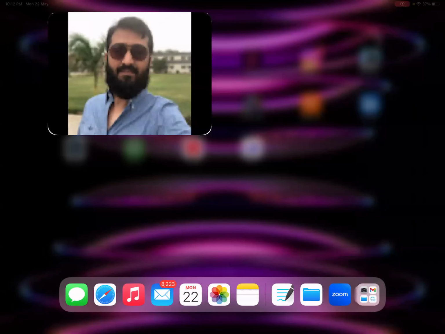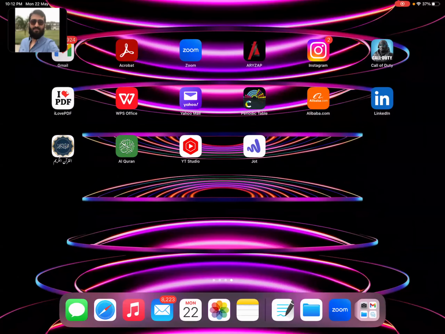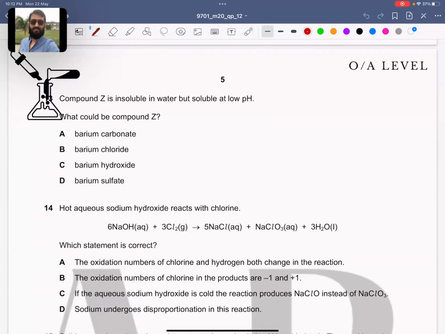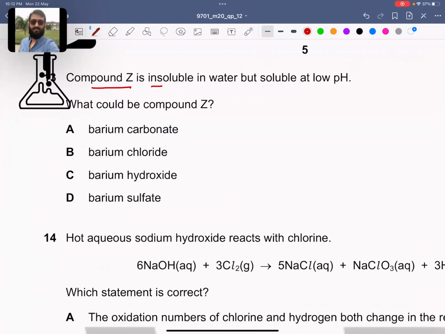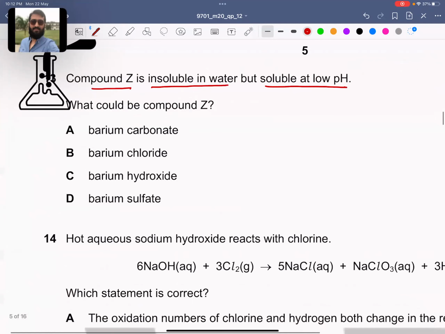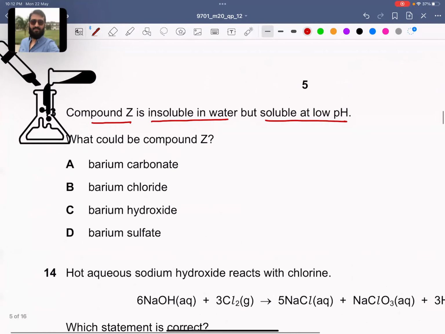Okay, so we will be starting from question number 13. Compound Z is insoluble in water, but soluble at low pH. It indicates that, for example, at pH 7, the compound is insoluble, but at pH lower than 7, it is soluble. Okay. What could be the compound Z?